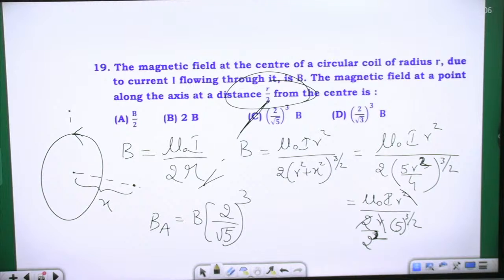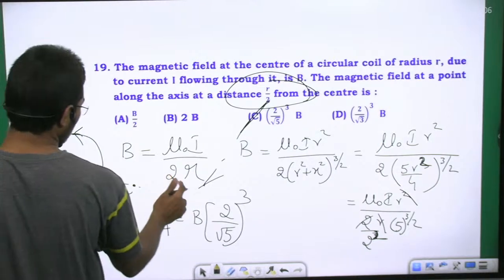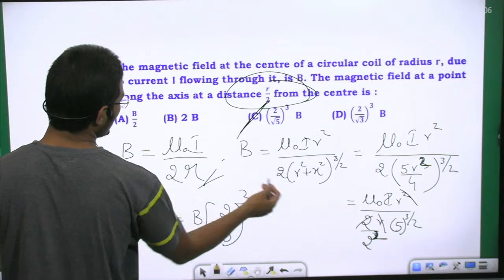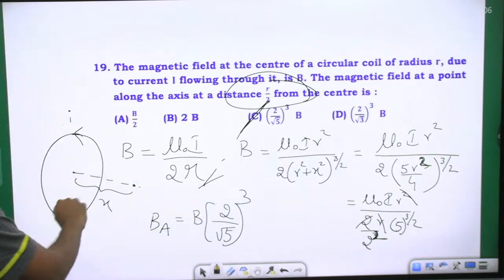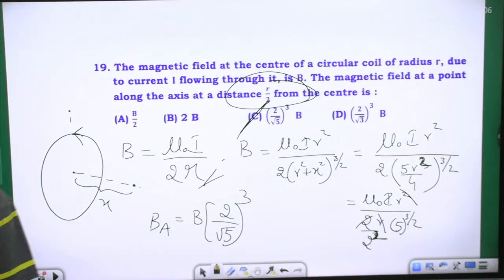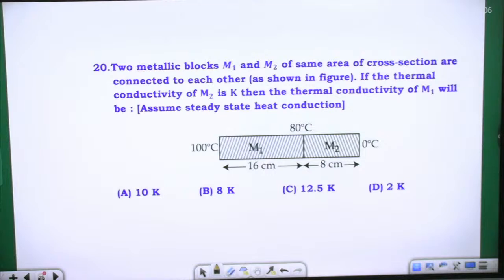Okay. So basically, this is the standard notation we know. This is derived from this along the axis. So substitute x is equal to r by 2, you get the answer. Next.